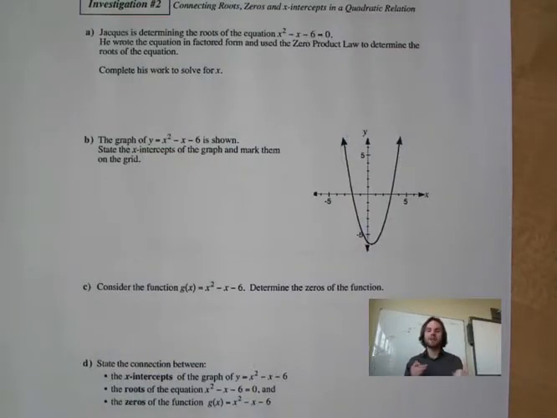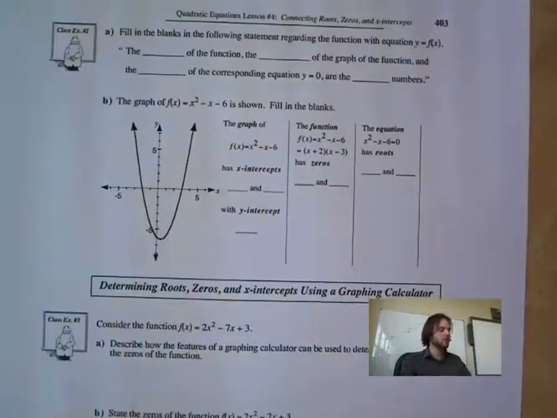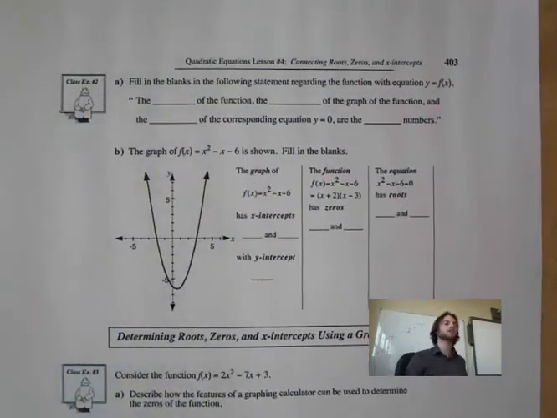Now, if we have that many x-intercepts, that means we could have 0 roots, 1 root, or 2 roots, or 0 zeros, 1 zero, or 2 zeros. Okay? When we're finding them. And we'll go over and review this first. I'll let you do that by yourself.